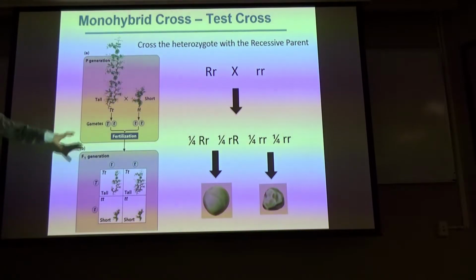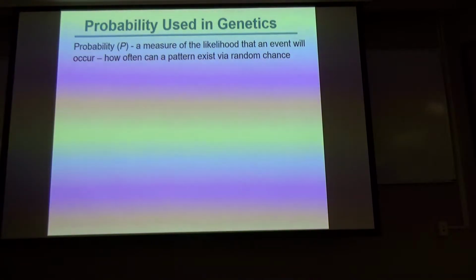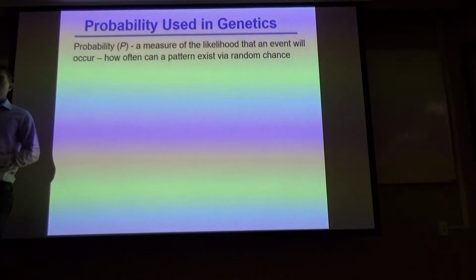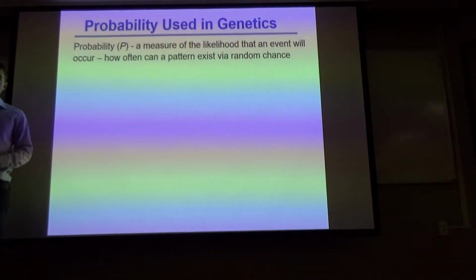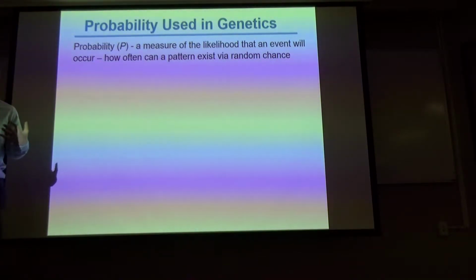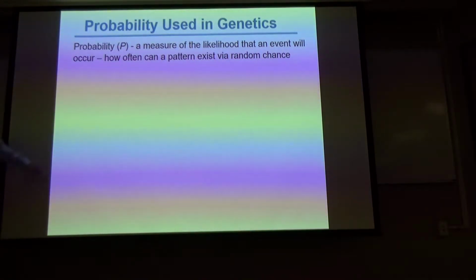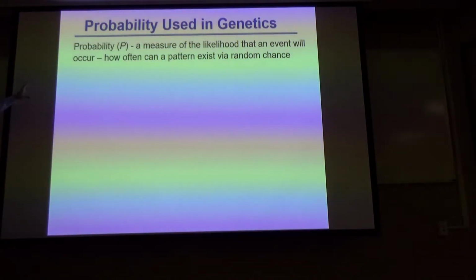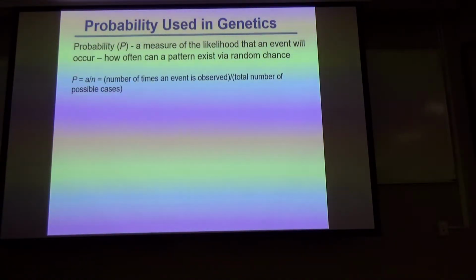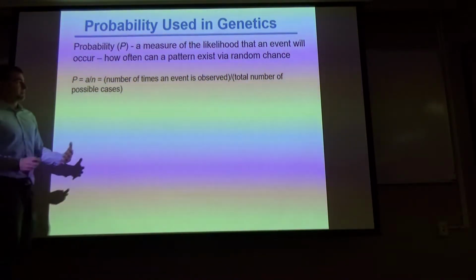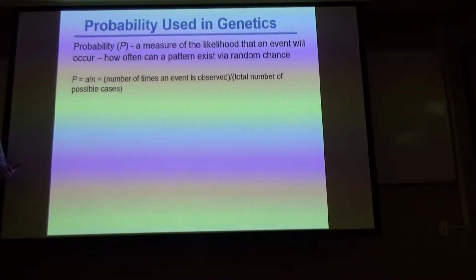I'm not going to go through this exact thing again, but let's talk a little bit about probability and how we can actually test if those observed ratios that Mendel got correspond to the expected ratios he would get from his model of independent segregation. So probability is a measure of likelihood that an event will occur, how often a pattern exists via random chance. We can calculate probability, in an empirical context, as the number of times the event is actually observed divided by the total number of events.